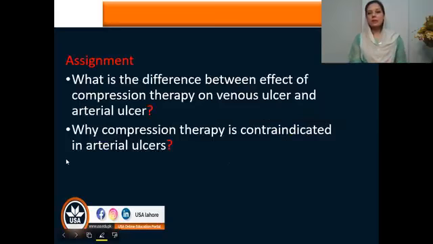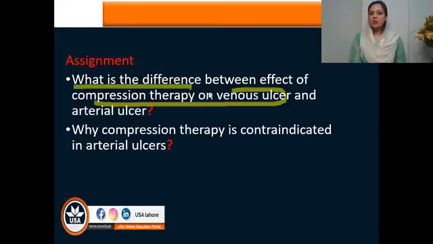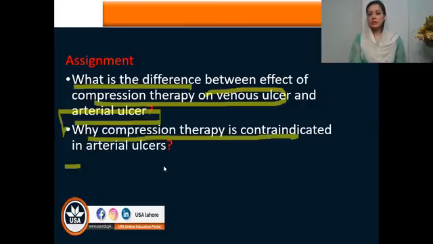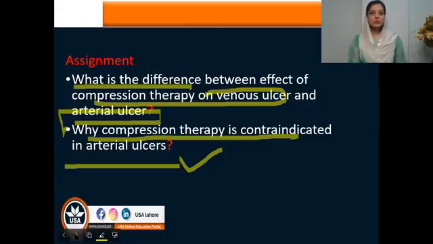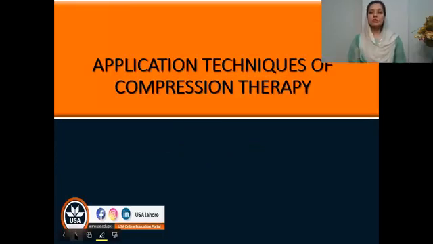So this is the assignment for your next week. I'm going to post it in the Google Classroom as well. What is the difference between the effect of compression over the venous ulcer and over the arterial ulcer? I can also ask it this way: why is compression contraindicated in arterial ulcers? You have to explain why it is contraindicated in the case of these ulcers.